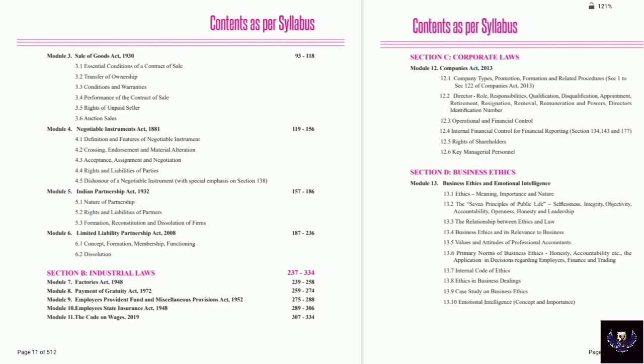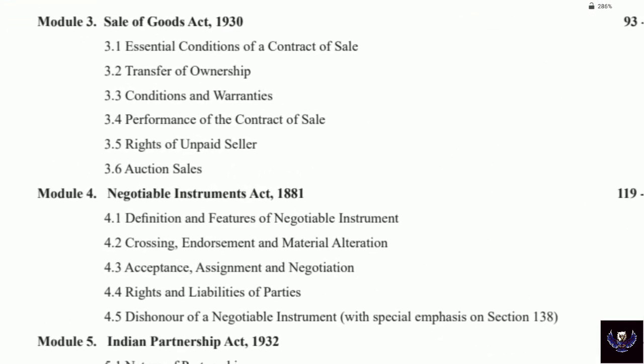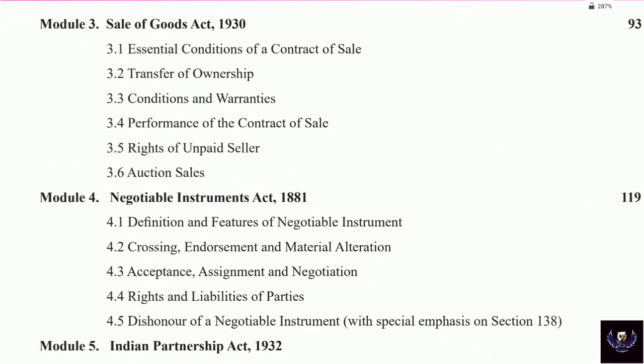Then the Sale of Goods Act: transfer of ownership, conditions, then performance of contract of sale, rights of unpaid seller, and essential conditions of a contract of sale. These are to be read clearly. These are the most important topics from the Sale of Goods Act.